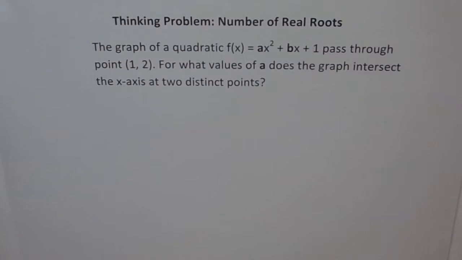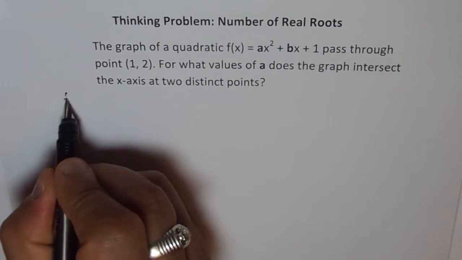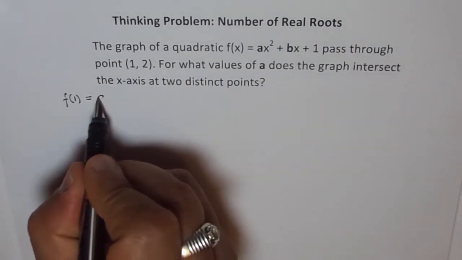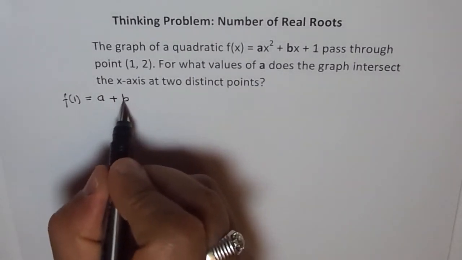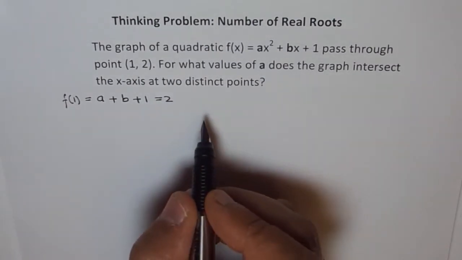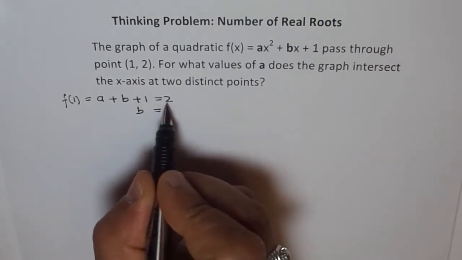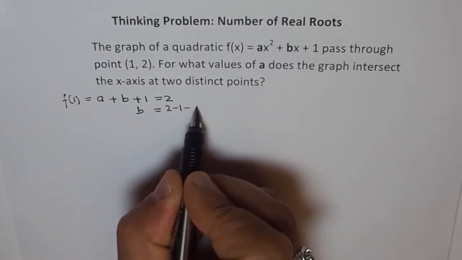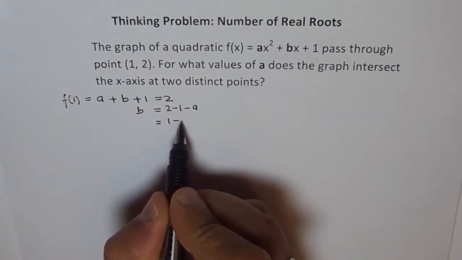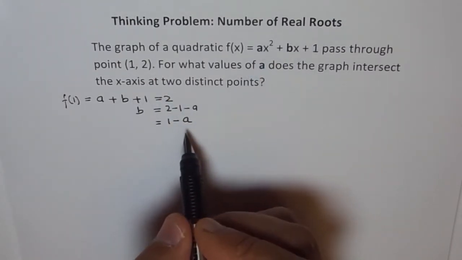Okay, so what we're trying to do here is find f of 1. f of 1 equals, we're letting x as 1, so we get a plus b plus 1, right? And f of 1 is 2, so we'll write this equals 2, correct? Now from here we can write what b is. So we got b equals 2 minus 1 minus a, which means b is equal to 1 minus a, correct? So that point helps us to get an equation in terms of a.